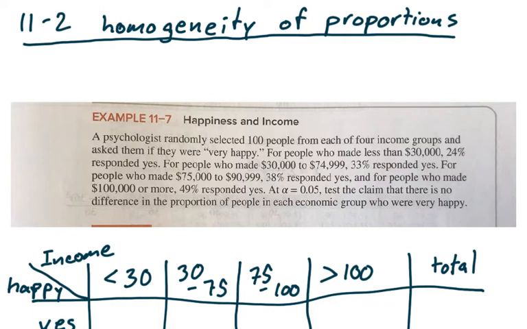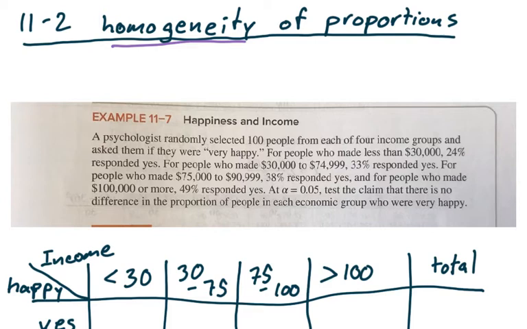All right, so in this example, we're going to look at example 11-7, which is to see if there is a difference between happiness and income, or if the proportion of people who are, quote, very happy, and the income category that they fall into are the same across these categories, or if they are different. So homogeneity means they're all uniform, and non-homogeneous would be there's differences amongst these categories.